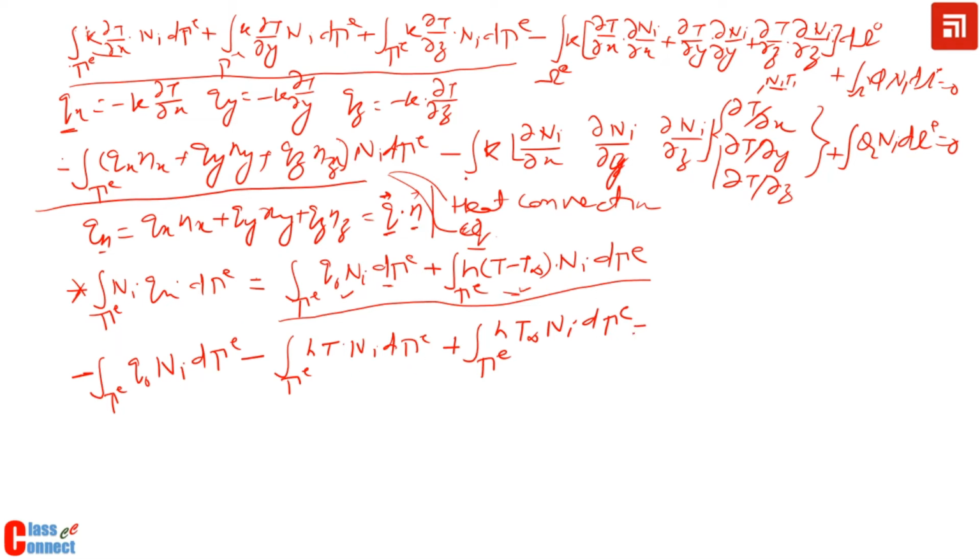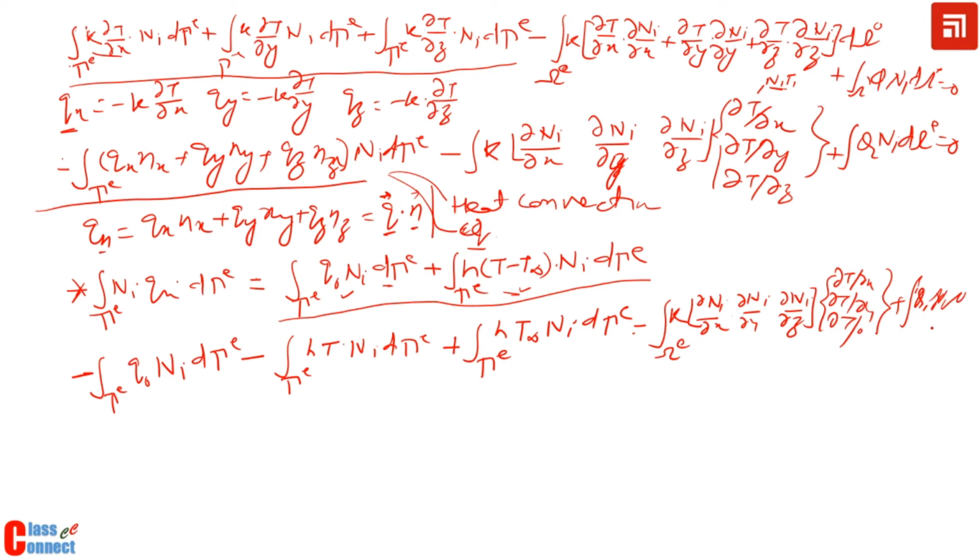So now we have substituted here, and instead of this we obtain these three terms. Then I can write this term, that is the integral on the element of k, and in matrix form del Ni del x, del Ni del y, del Ni del z, and then the temperature gradient del T del x, del T del y, del T del z, plus these q terms Ni d omega is equal to 0.